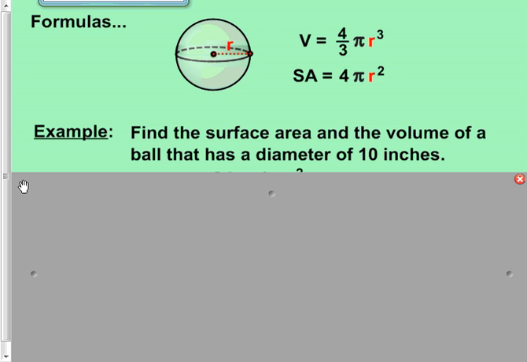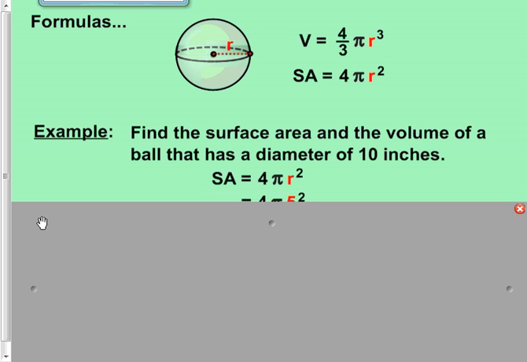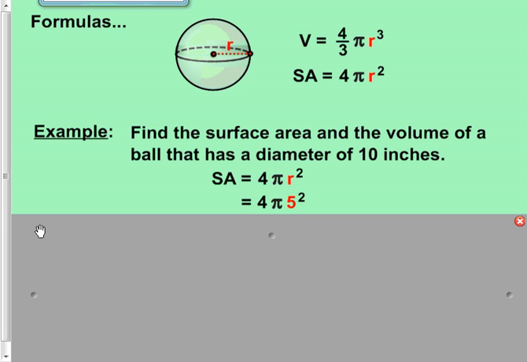Okay, so in this case, they gave us diameter. So the surface area formula is 4 times pi times the radius squared. All we need to know is the radius. Radius would be half of the diameter, so our radius is 5. Now, just like we've been doing here lately, we do not mind converting this pi into decimal form, but of course we could leave it in terms of pi if we needed to.